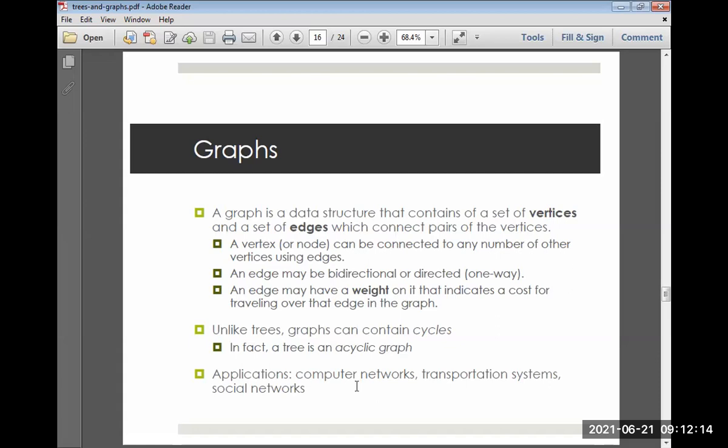So edges are of two types here. Edges may be bidirectional or directed. I will show what the directed and bidirectional edges are. And some edges may have a weight on them that indicates the cost of traversing over that edge in the graph. So here some weighted edges are there, some bidirectional edges are there, some directed edges are there. We will discuss all these in the next slides.